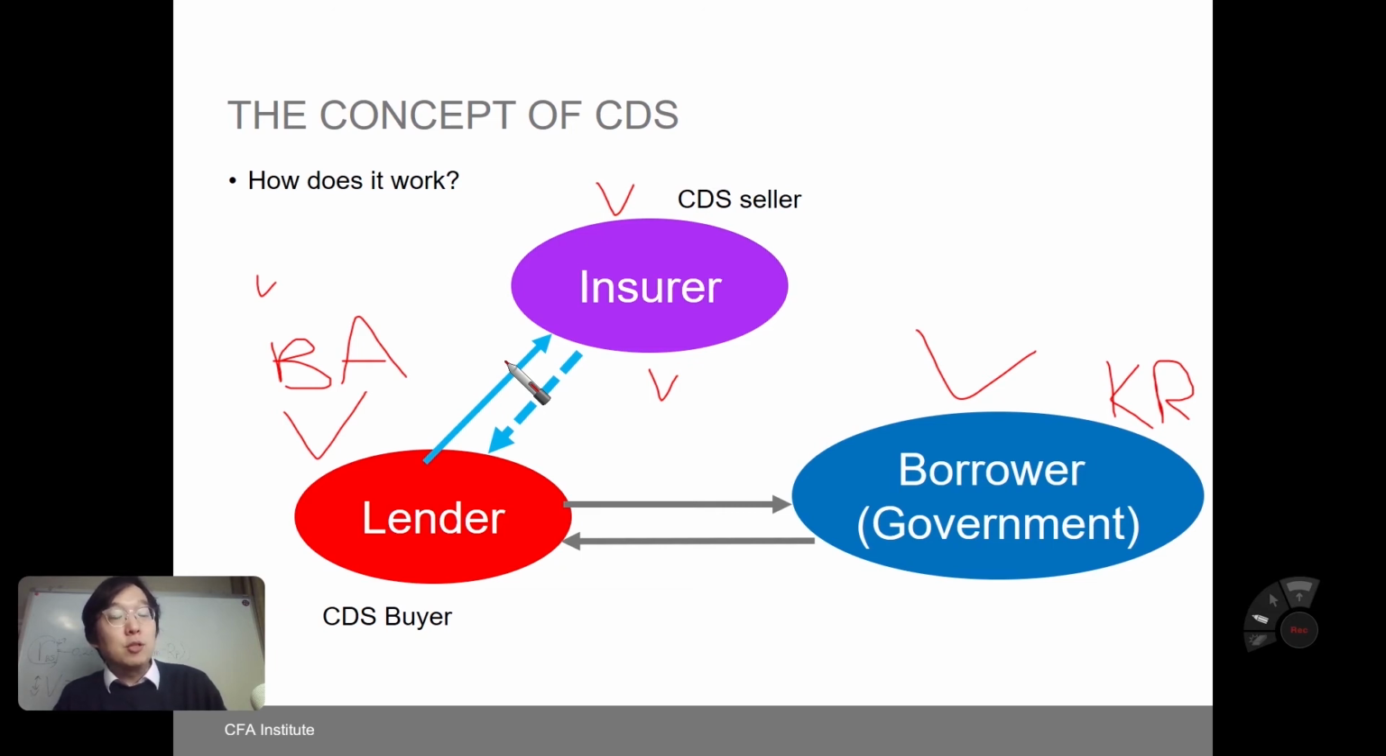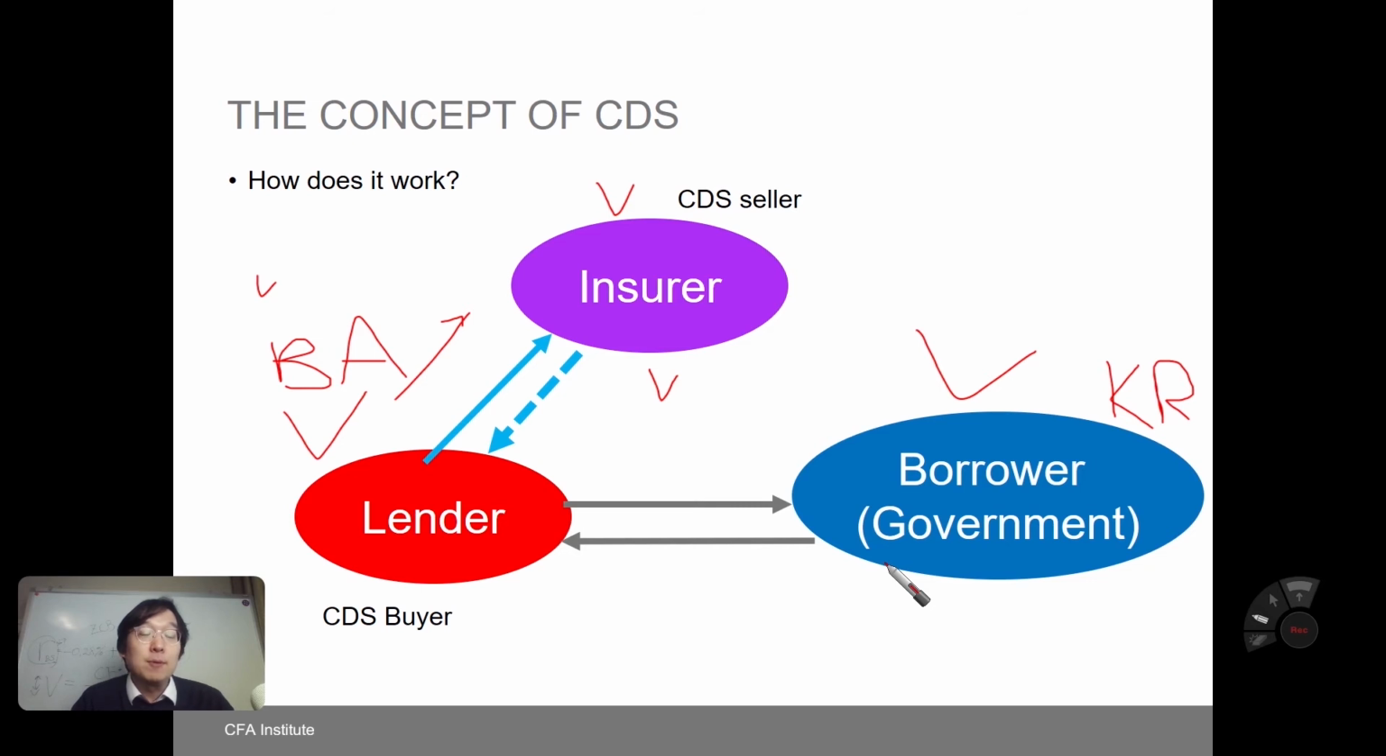But this insurer or CDS seller is not doing this job voluntarily without any compensation. They need some fees, right, an insurance fee. So periodically the lender has to pay some CDS payment, a certain amount, to be covered nicely with this CDS structure. That payment is shown in the form of the CDS spread, a percentage of their loans, right?